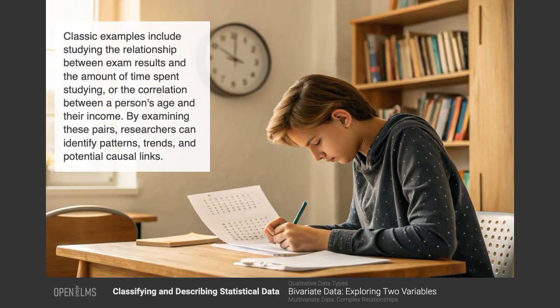Classic examples include studying the relationship between exam results and the amount of time spent studying, or the correlation between a person's age and their income. By examining these pairs, researchers can identify patterns, trends, and potential causal links.